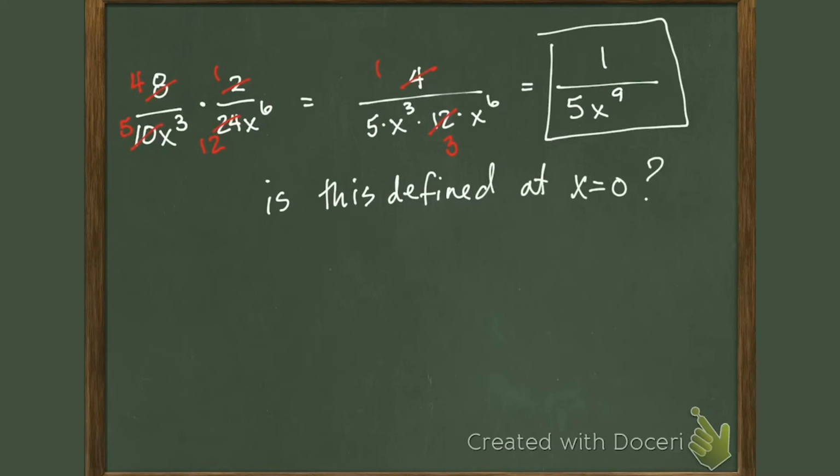If I plug 0 into this, does it make sense? No, it doesn't, because I end up getting 1 over 0, which is undefined. Okay, so our answer to this question is no, it is not defined at 0.